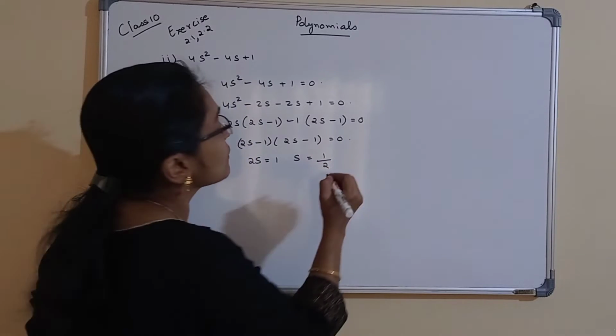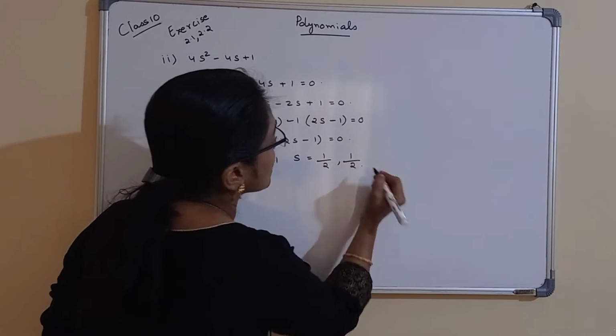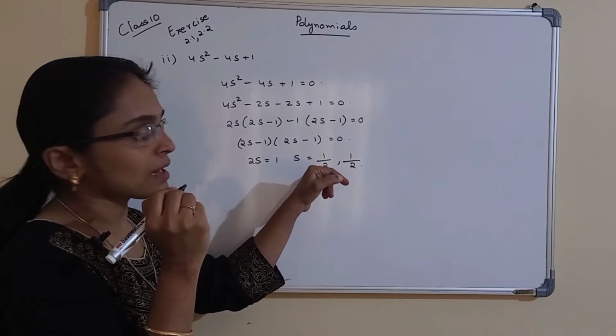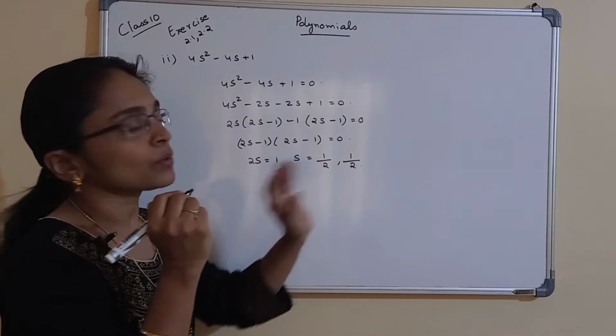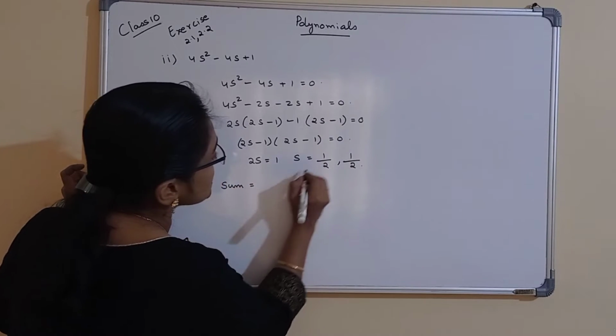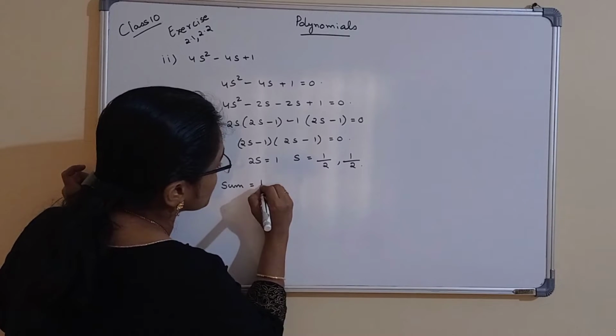So the roots are 1 by 2 and 1 by 2. There are two roots and they are equal, that is, the values of s we got are 1 by 2 and 1 by 2. Now, what is the sum of zeros? The sum is equal to 1 by 2 plus 1 by 2, which is 1.